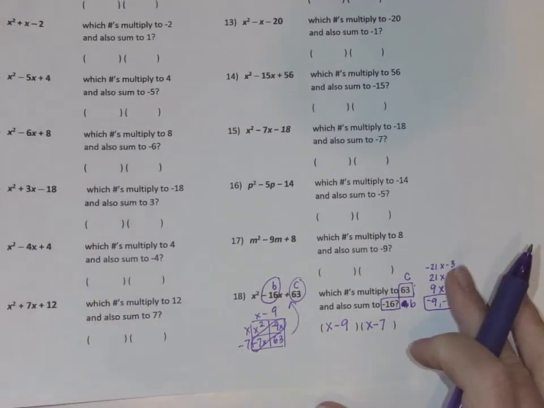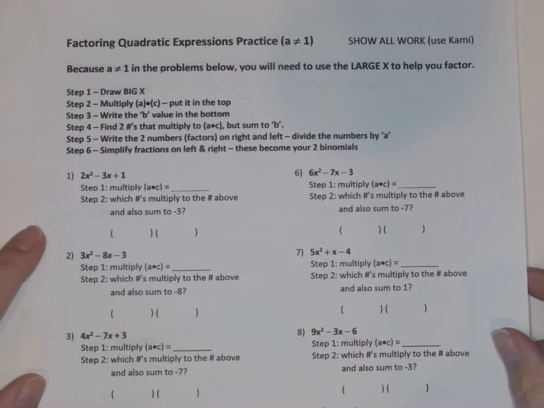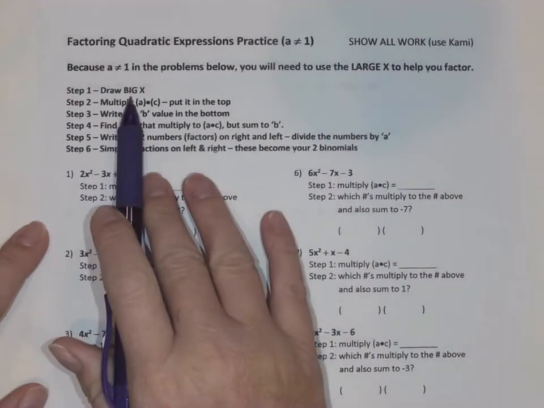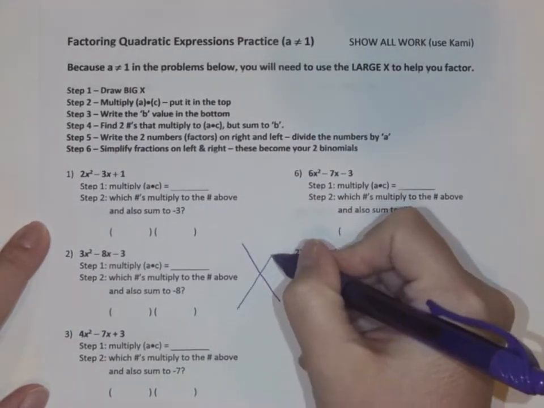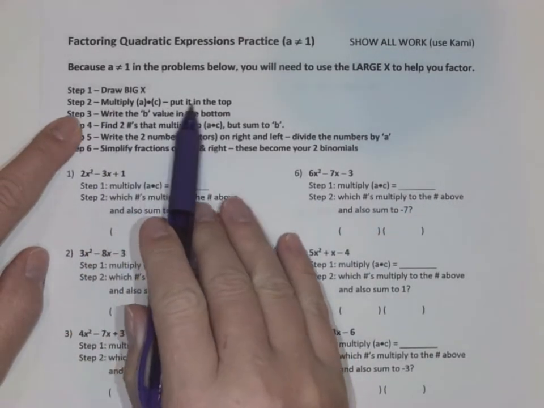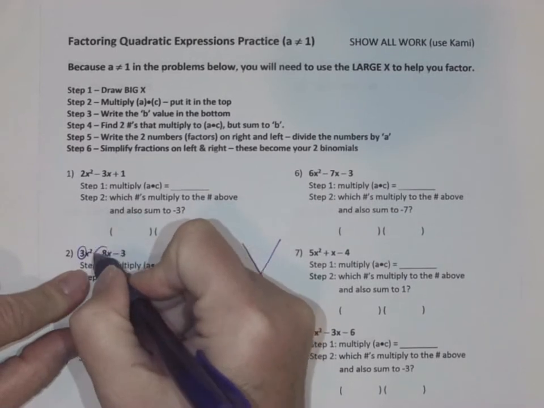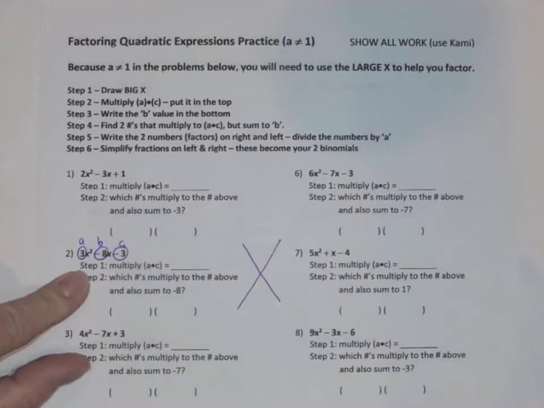So let's elevate our game a little bit and move on to when a is not equal to 1. And I have these 6 steps drawn out, listed here. Basically we're just going to draw a large X. So I'm talking really large. And what we're going to do is multiply a times c and put that number in the top. So first of all, identifying a, b, and c is a good idea. So a, b, and c.